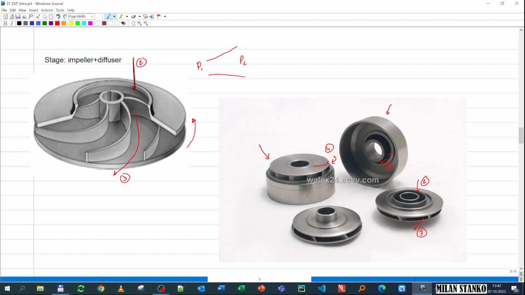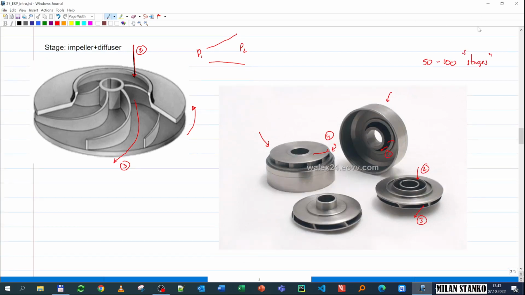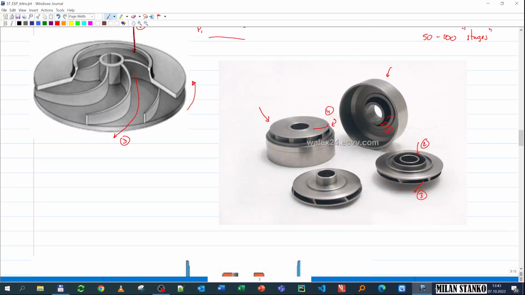You can put many stages together, so it can be something between maybe 50 all the way to maybe 100 or more than 100 stages stacked up one after the other, and each one of them is going to increase the pressure a little bit, but at the end all of them are going to increase the pressure to what you want it to be.